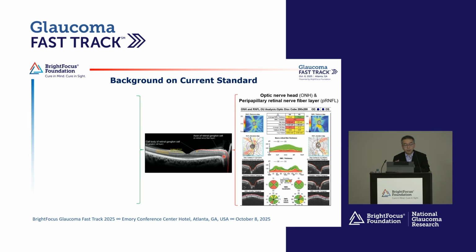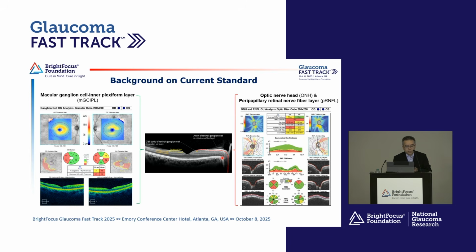There are also complementary reports, such as the macular ganglion cell inner plexiform layer, we call it GCIPL, which is used in quite some clinics and research institutes already. Part of the rationale is that, in addition to looking into the axons of the RGCs, you could also evaluate the ganglion cell soma overall thickness, and also the dendrites in the inner plexiform layer.